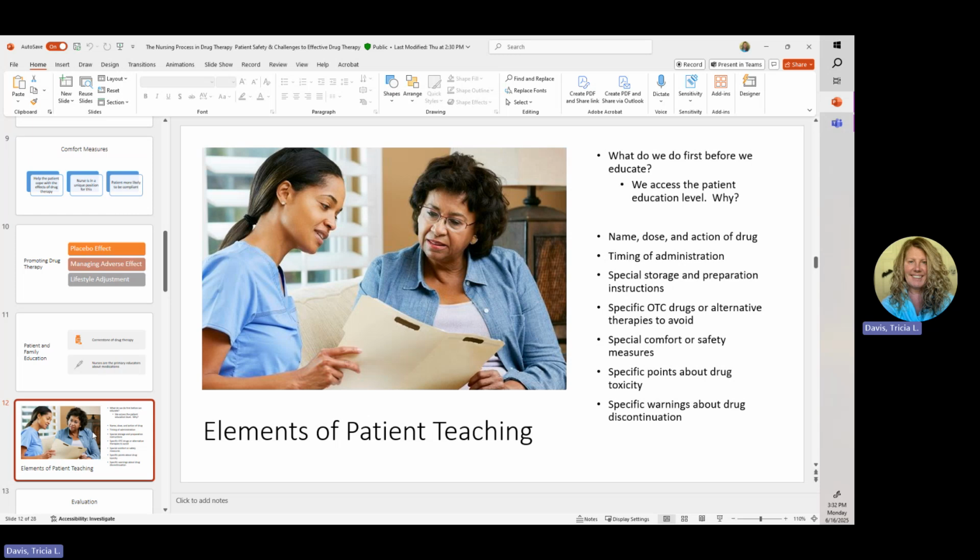So we need to find out, how do they learn? What is the best way they learn? Is it visual? Is it hands-on? We want to just make sure that they're compliant, so we want to meet them where they are. We want to make sure that we are properly explaining the name of the medication, the dose that they're to administer, and how that medication works. Because if they understand how it works, then they can understand why it's important for them to monitor their blood pressure at home and things like that. As an example, we want them to understand clearly the timing of administration. Mrs. Jones, you're going to take this medication 3 times a day, once with breakfast, once with lunch, once with dinner.